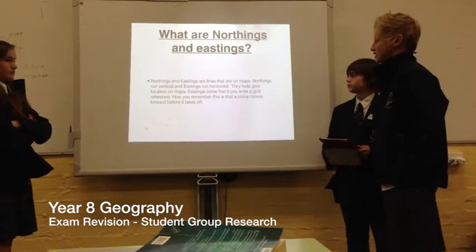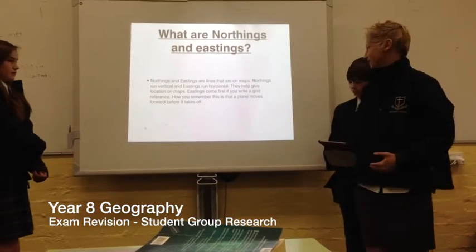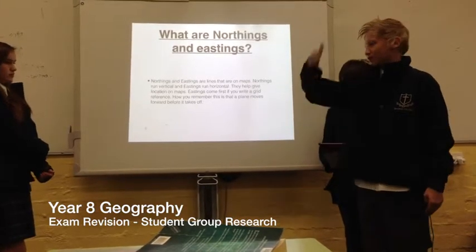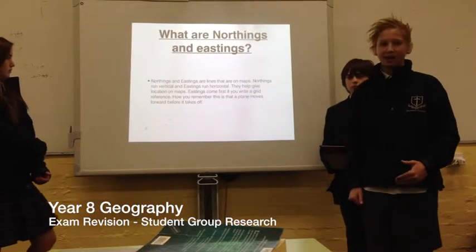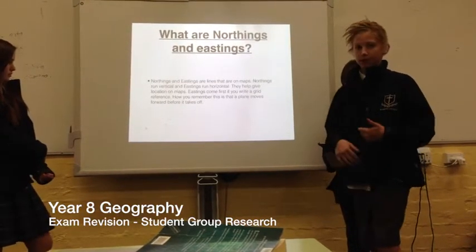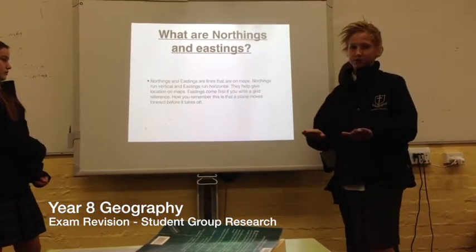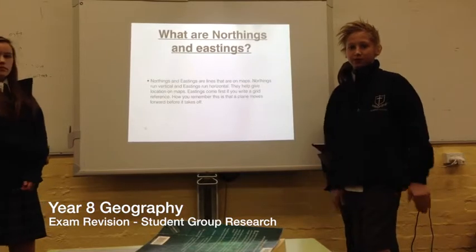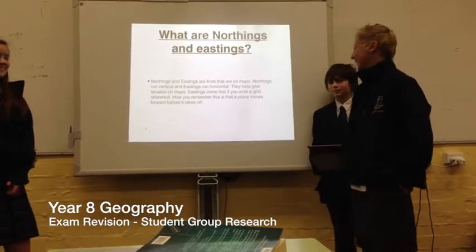What are northings and eastings? Northings and eastings are lines that are on maps, and northings run vertical and eastings run horizontal. They give location on maps. Eastings come first if you write a grid reference. How you remember this is a plane must be on the runway before it takes off. That's a great quote. Where did you get that from, Jack? I don't know. Yeah, whatever, go away. All right, Reece, go.